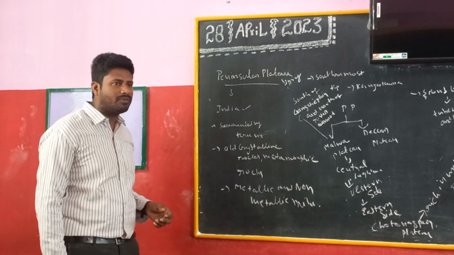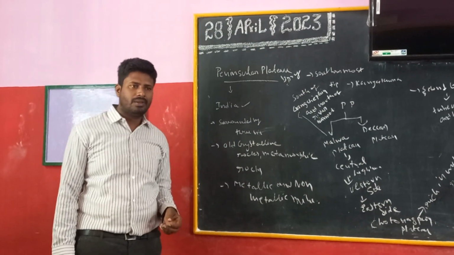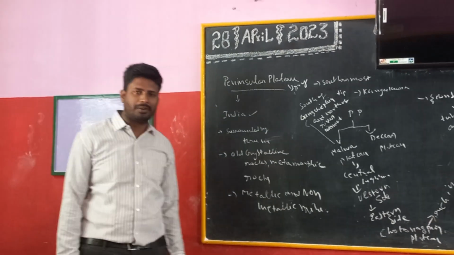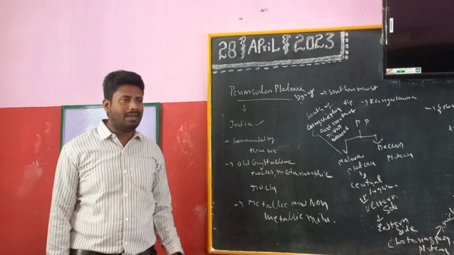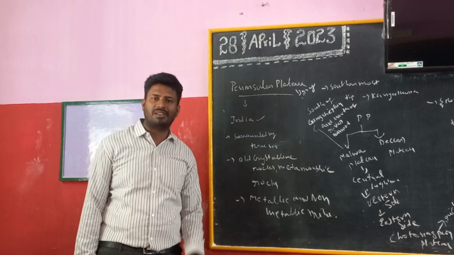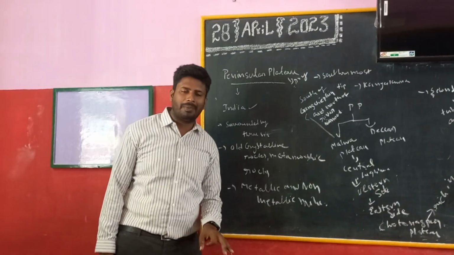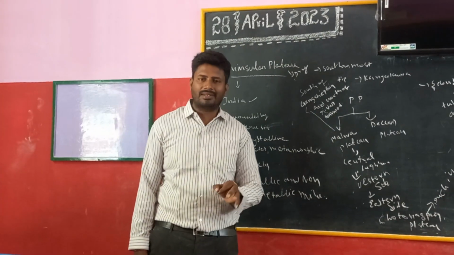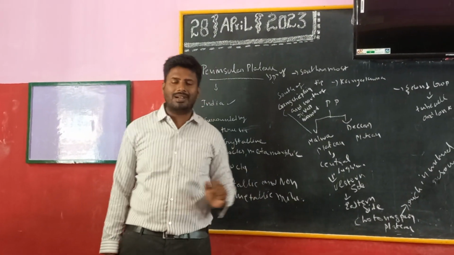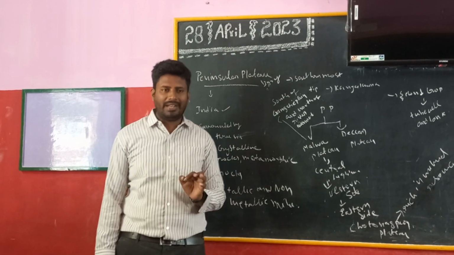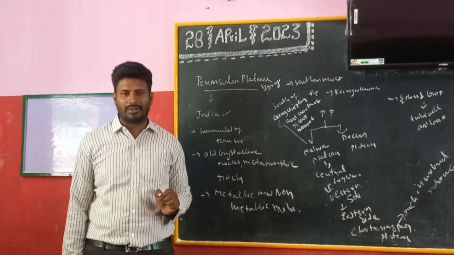As a part of the first chapter, we are going to study about the peninsular plateau. Any land that is surrounded by water on four sides is called an island. If any land is surrounded by water on three sides, it is called a peninsula. India is called a peninsula because India is surrounded by water on three sides.